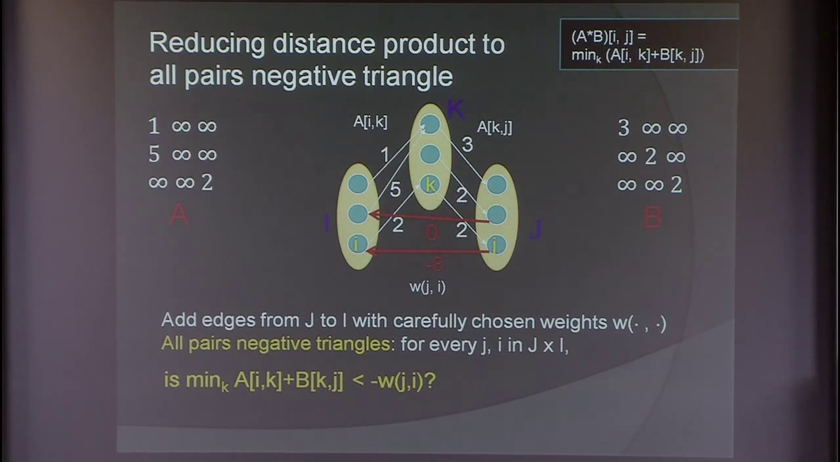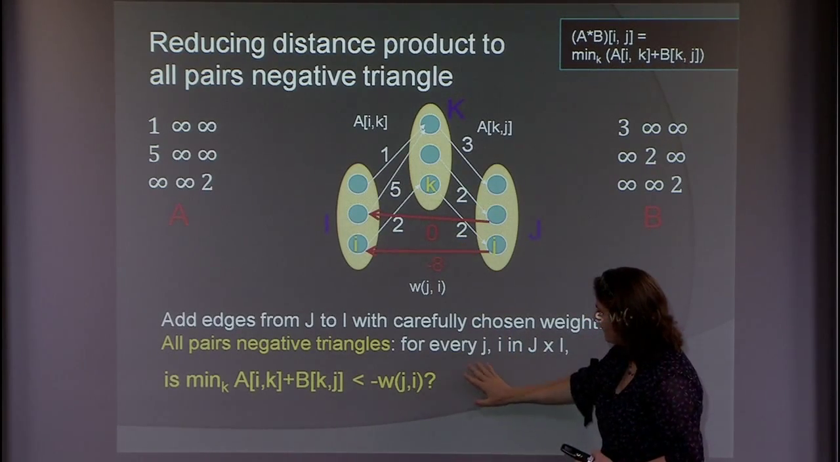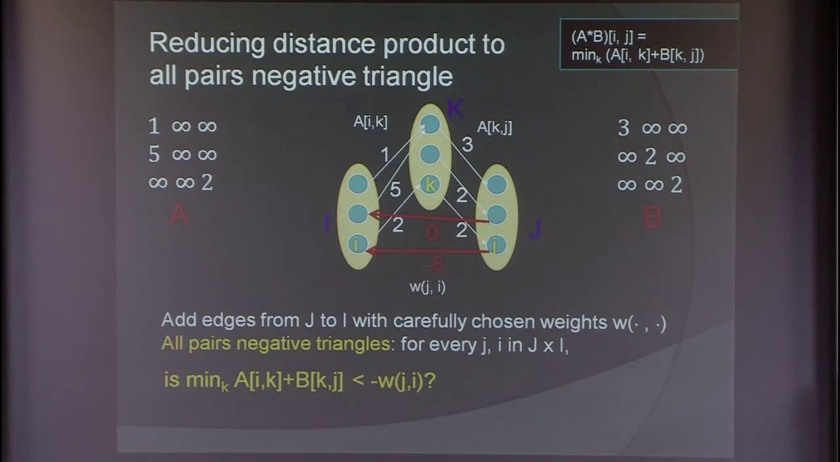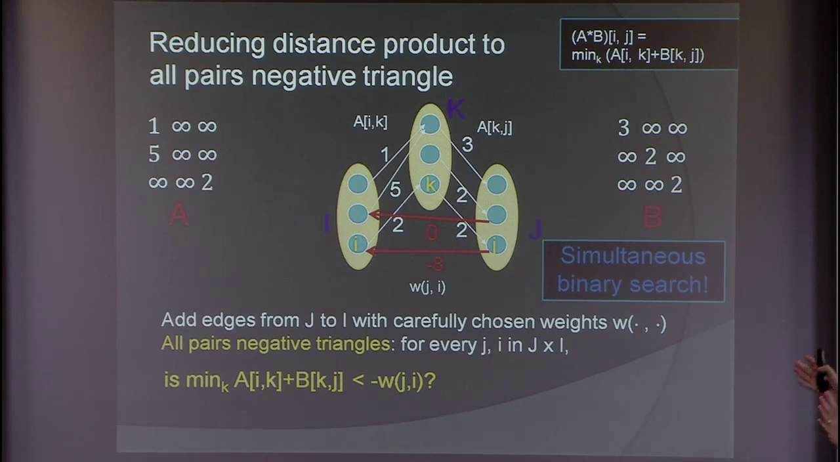And after each call, I change my numbers that I put here depending on what the all pairs negative triangle instance told me about i and j. And this is where I needed it to tell me about all the pairs, because I want to be able to search. All right, so I do a simultaneous binary search, and then I get my reduction.